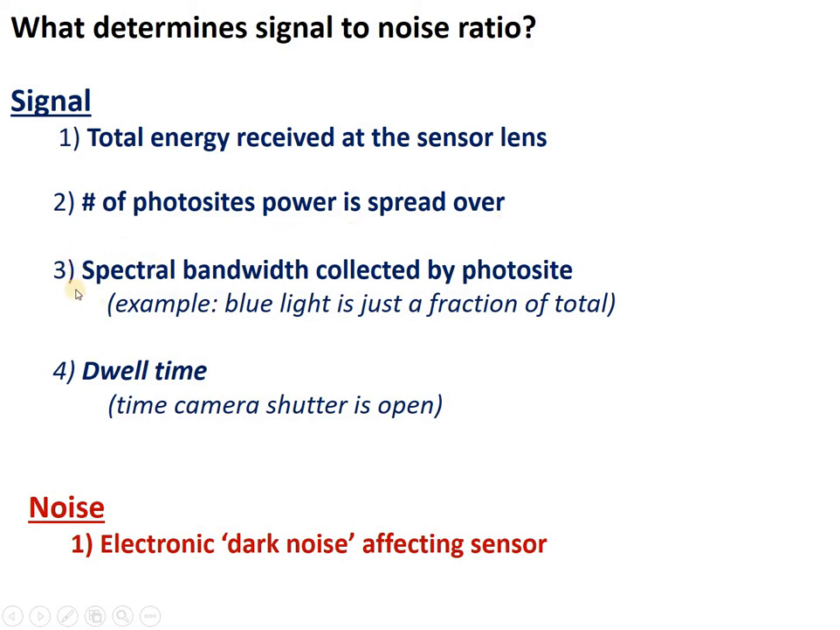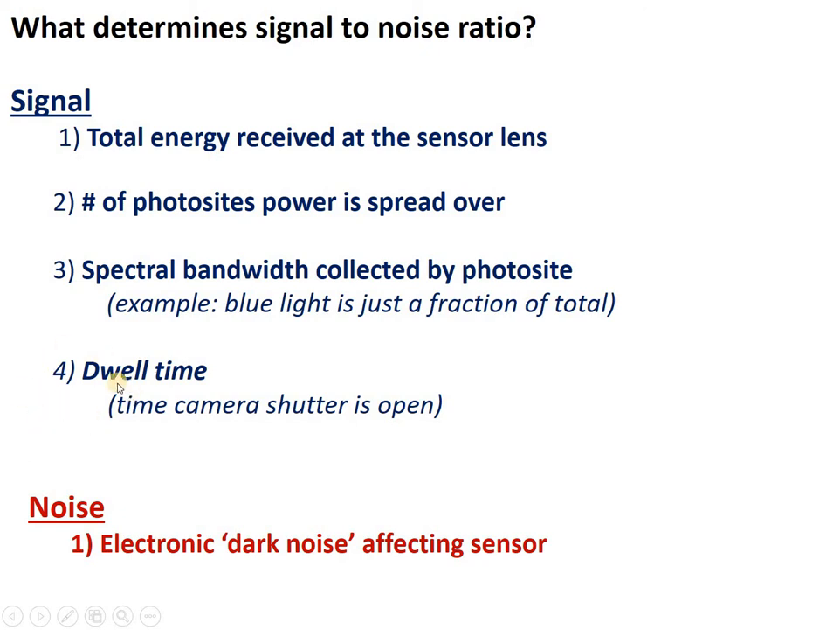Then we're going to further divide that signal because we're going to collect copies of the same image in different spectral bands. So let's say your image has 10 different spectral bands. Well, of the total energy that arrives at a photosite, you're now only going to measure some fraction of it that might be in the blue wavelength, or some fraction of it that's in the infrared wavelength. So we're going to reduce it by another factor.